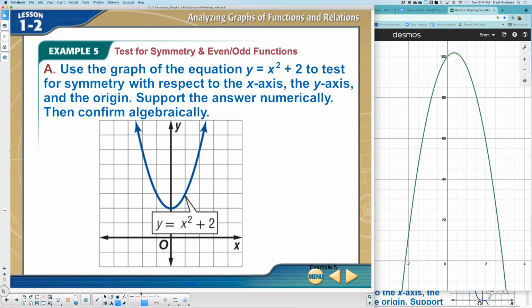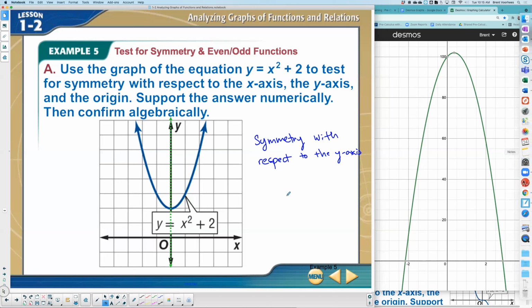Y'all doing all right over here? Okay, so I need to hear more voices. I haven't heard much. What's it respect with? The y-axis. Since the y-axis cuts it in half, we would say symmetry with respect to the y-axis. If you're going to write it out fully, you would say with respect to the y-axis. There it is written out fully. And it is also an even function.